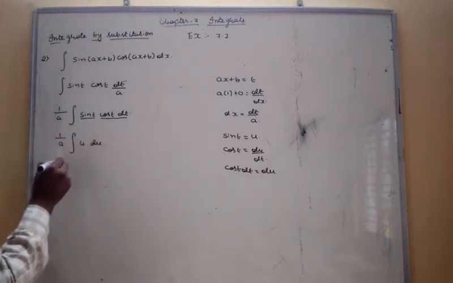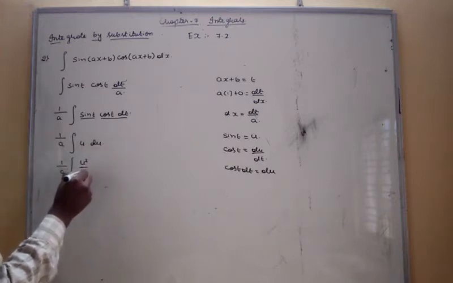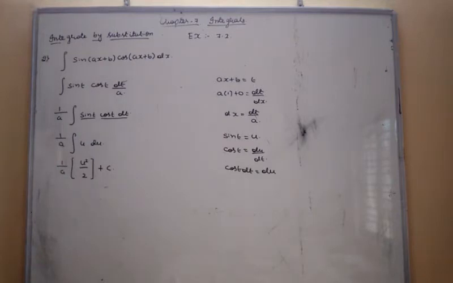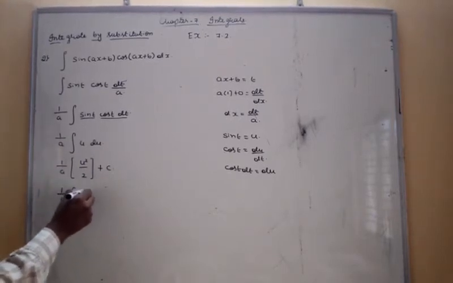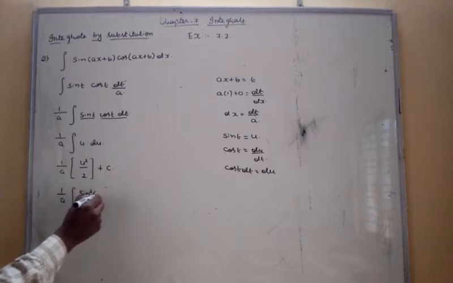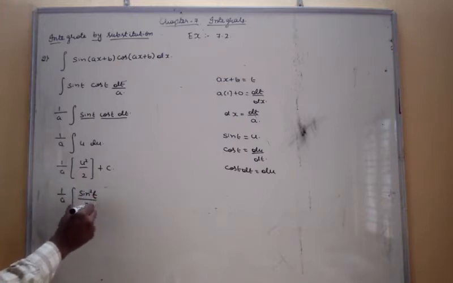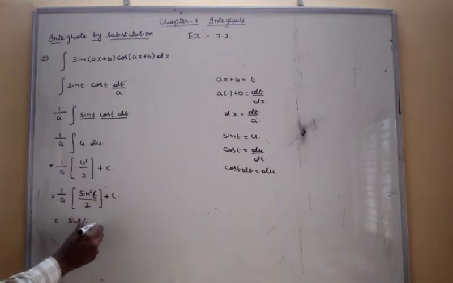If you substitute again, then 1 by a is a constant, and integration of u is u square by 2 plus c. Okay, then if you put the value, 1 by a into u square by 2, u value is sin t, by 2 plus c. Again we can write it as sine square of ax plus b by 2a plus c.